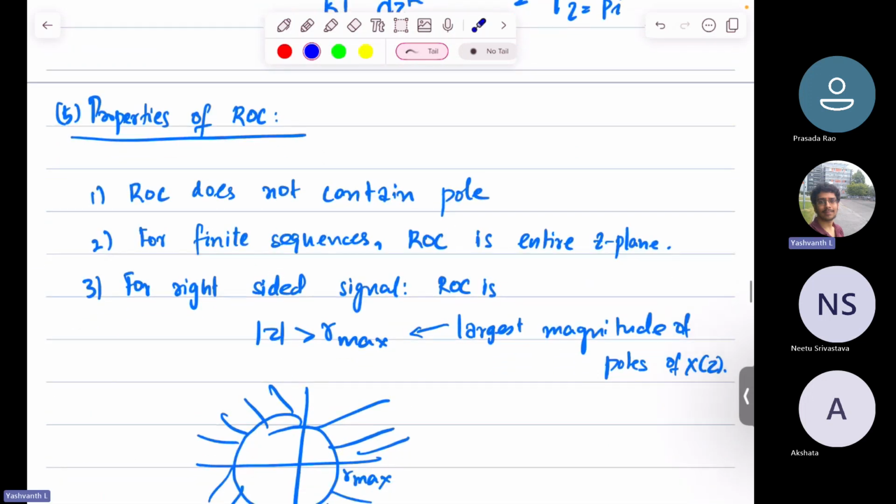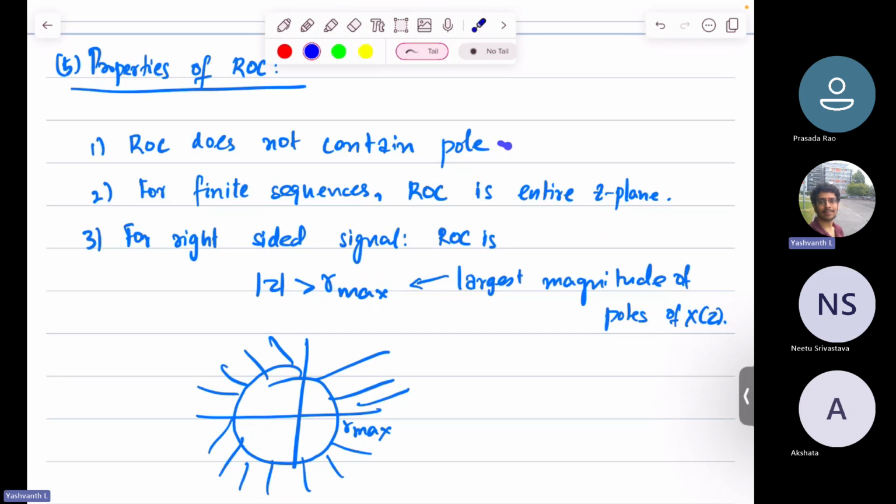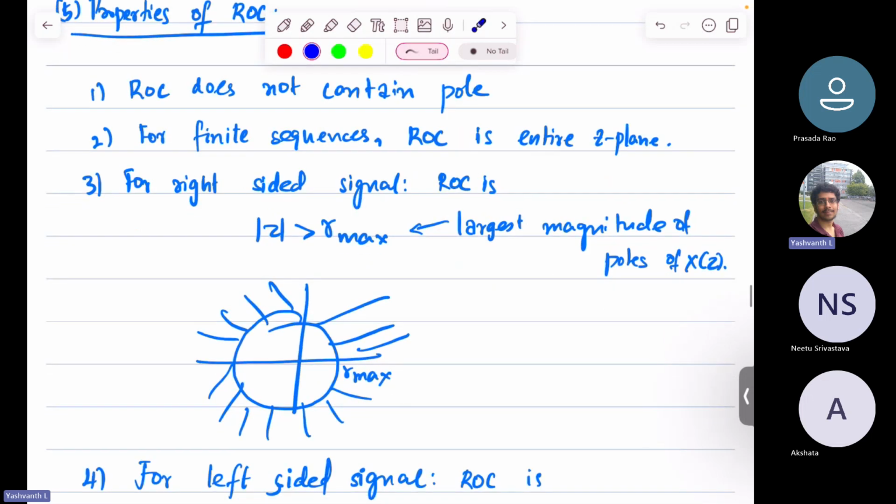Now, properties of the ROC. The ROC does not contain any pole. Very similar to the Laplace transform property. For finite sequences, the ROC is the entire Z plane. For a right-sided signal, the ROC is of the form mod Z greater than R max, where R max is the largest magnitude of the poles of X of Z. That is, it lies outside the circle with radius R max.